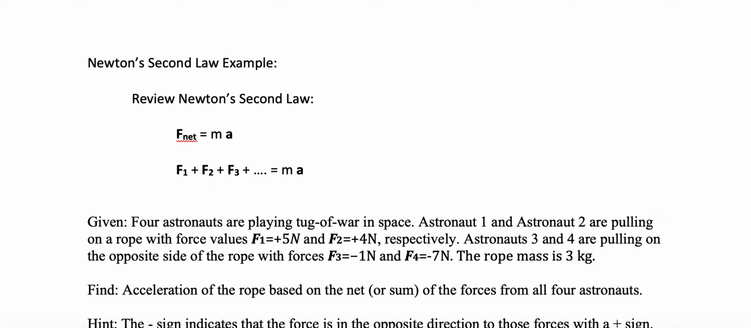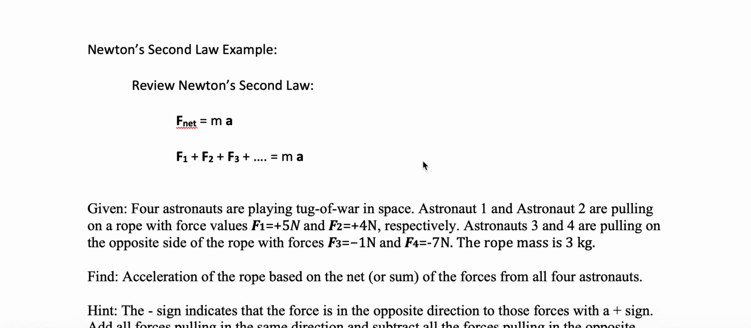Let's look at an example of Newton's second law. First of all, let's review Newton's second law. Newton's second law is F net is equal to ma. So F net is the sum of the forces, such as F1 plus F2 plus F3 plus the rest of them. And you carry on, m for mass and a for acceleration. So this is Newton's second law.